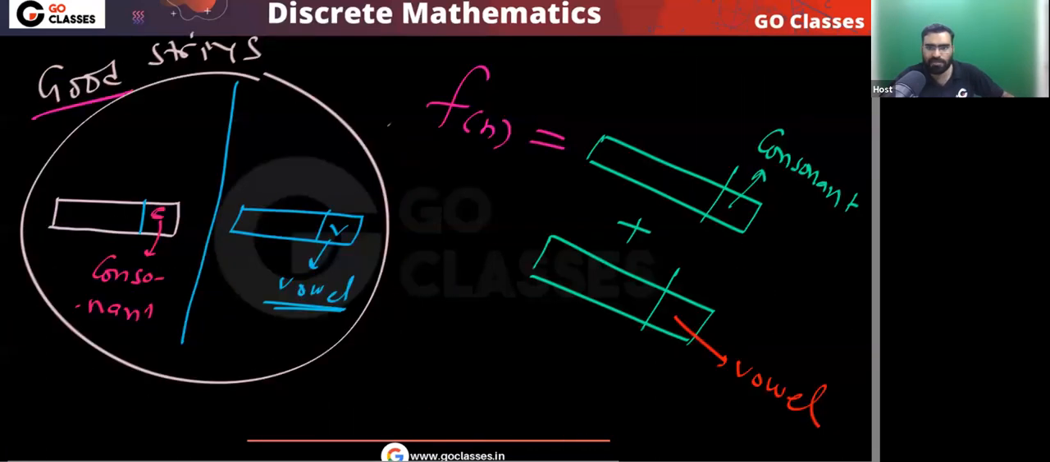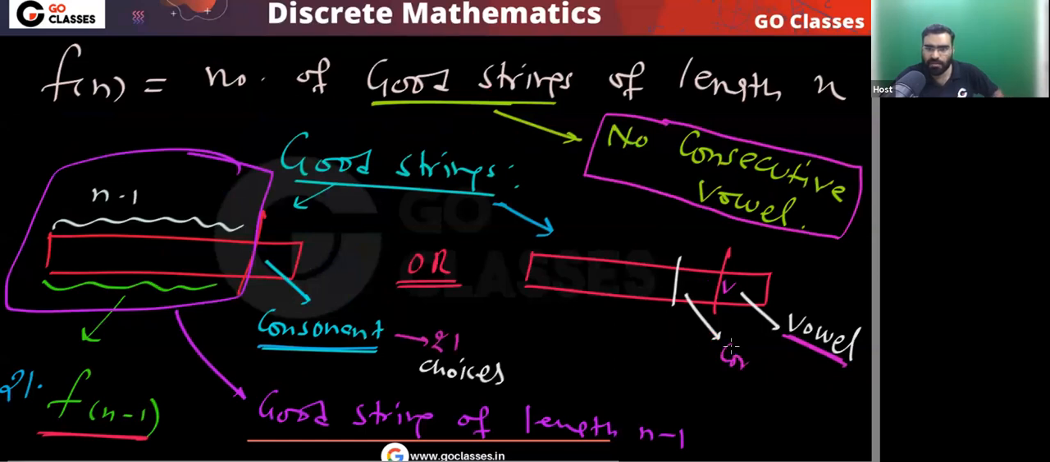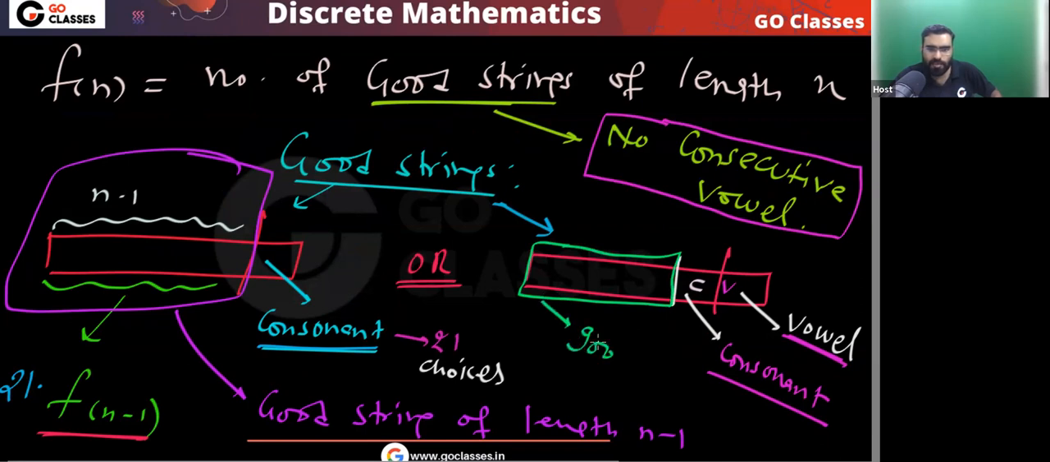So a very simple point: it must be a consonant. Now, once you have a consonant here, can I say that the remaining part must be good? Yes or no? Now can I say this remaining part must be a good string of length n minus 2? I hope this point is clear.